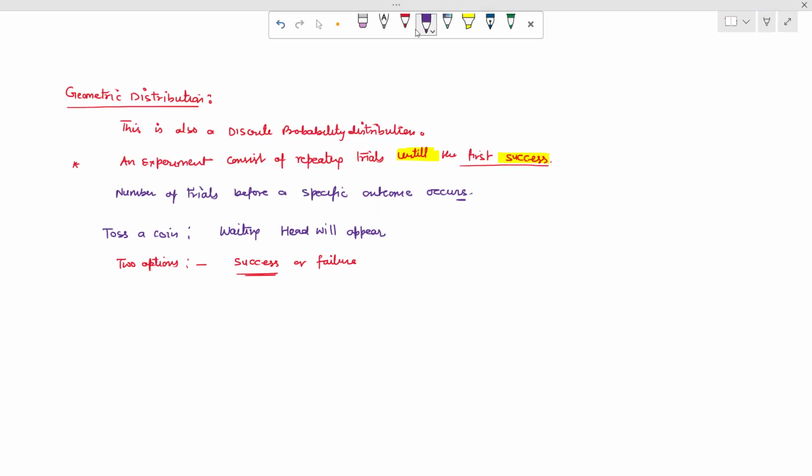So in this case, when we are talking about the tossing of a coin or throwing of a dice, you can see that the probability of success or failure remains the same in each trial.